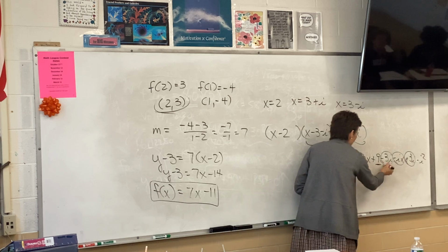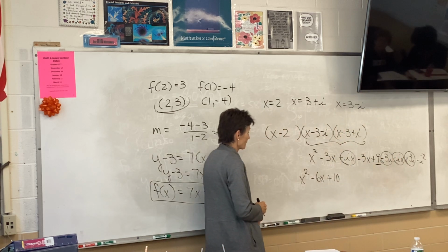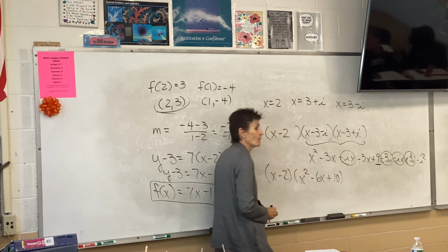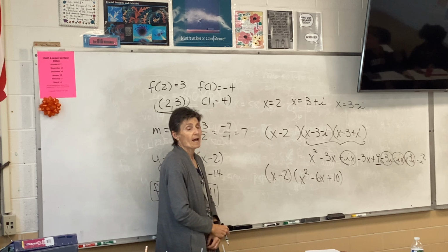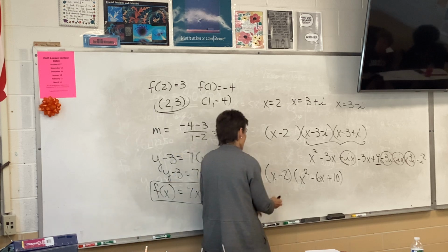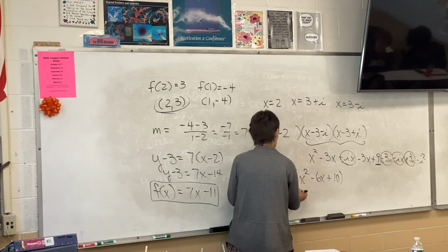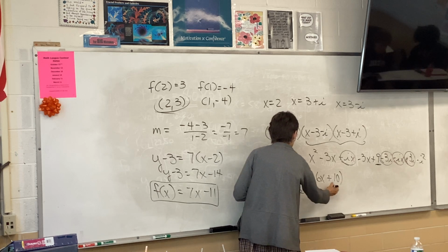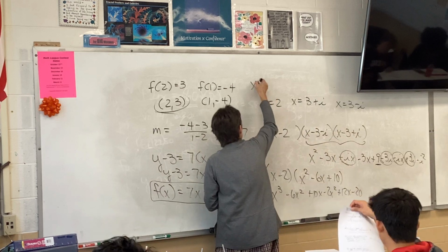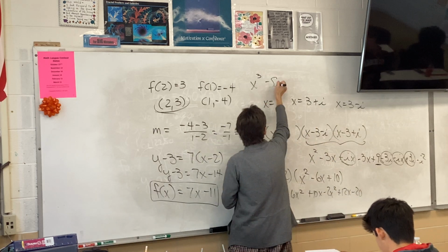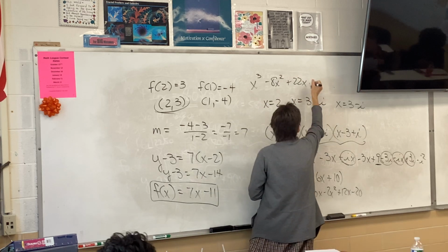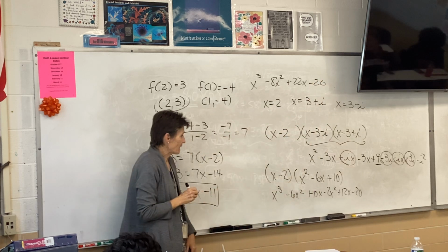No, it's not 9, it's 10. And we don't want to factor it. It is quadratic, but remember, our job is to write the equation. So now we have to multiply it out, and that will be our answer. So, if I didn't make any mistakes, x cubed minus 8x squared plus 22x minus 20. Hopefully I didn't make any mistakes.